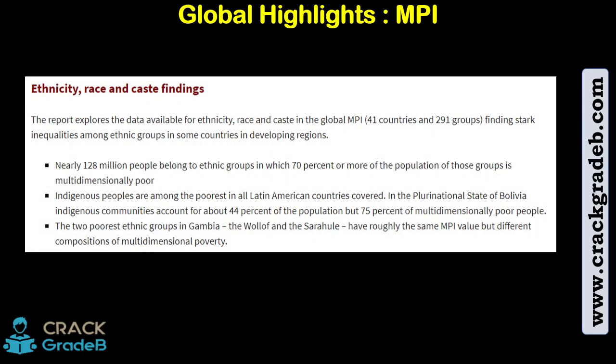Ethnicity, race, and caste, finding of the global scenario. The report explores the data available for ethnicity, race, and caste in the global MPI, 41 countries and 291 groups, finding stark inequalities among ethnic groups in some countries in developing regions. Nearly 128 million people belong to ethnic groups in which 70% or more of the population is multidimensionally poor.